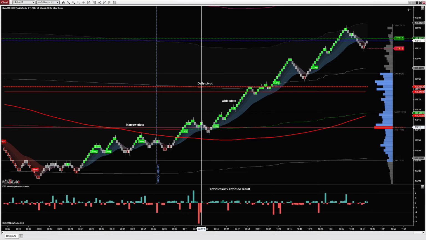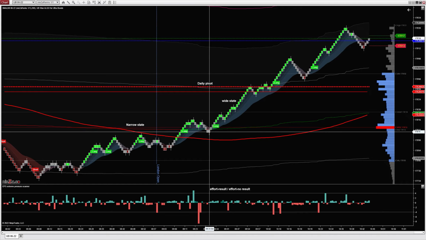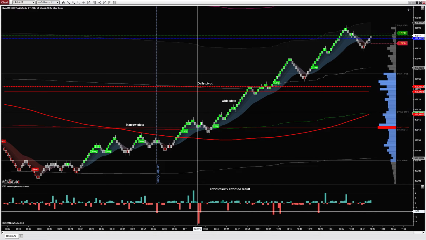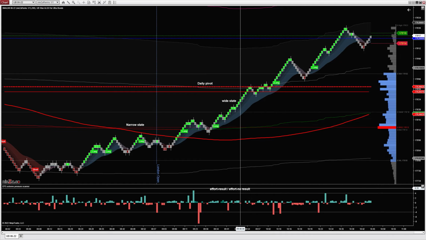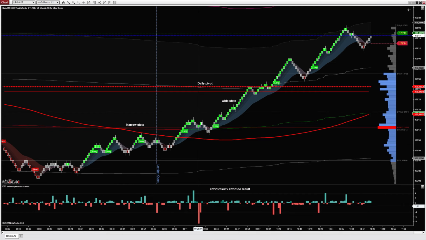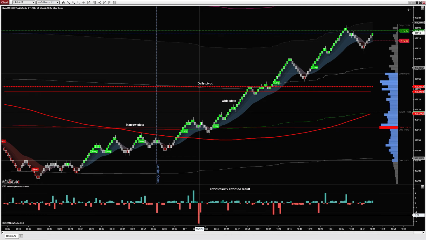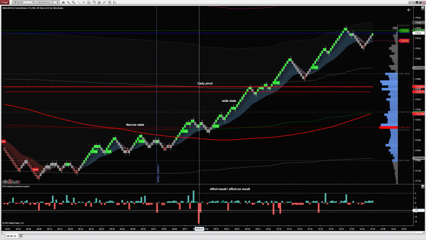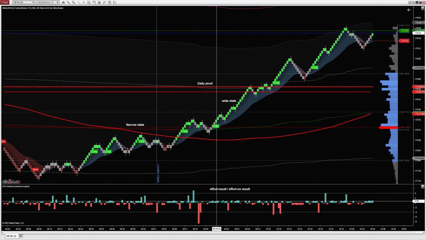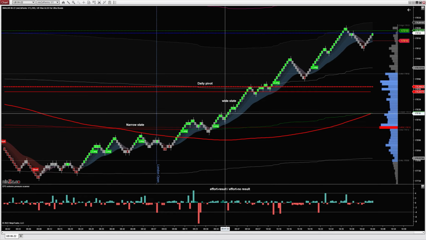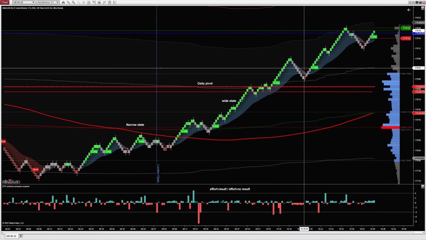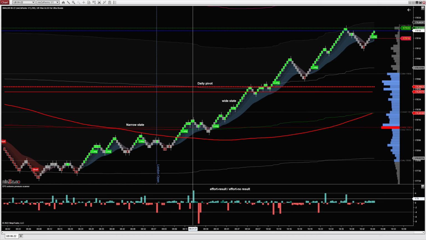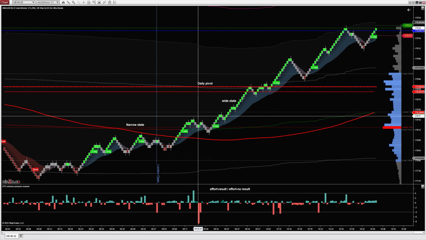So they had a lot of effort pushing price down, but there was no real follow-up. The result of this is an effort, no result. This tells us a lot: these guys have to compensate their losses and they have to spread their new long positions along the way, pushing price even more up.